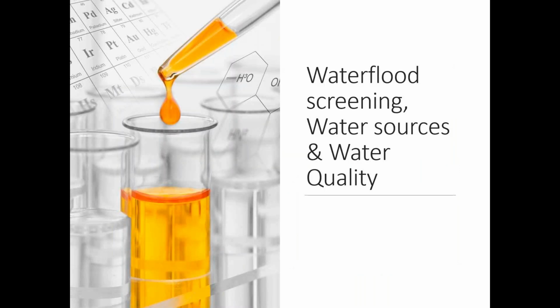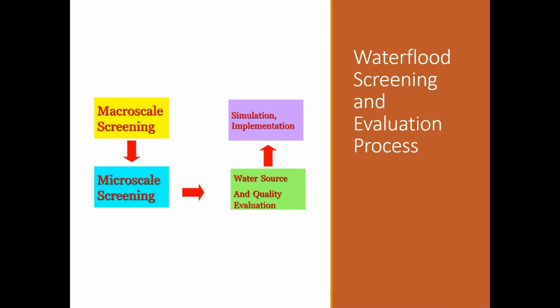Now coming to the next important agenda, that is the screening of water flood, the source of water, and the water quality. You can see there is a process for water flood screening. The first one is the macro scale screening. The second is micro scale. Third comes water source and quality evaluation, and lastly simulation and implementation. I will go through all of these one by one for the water flood screening and evaluation process.